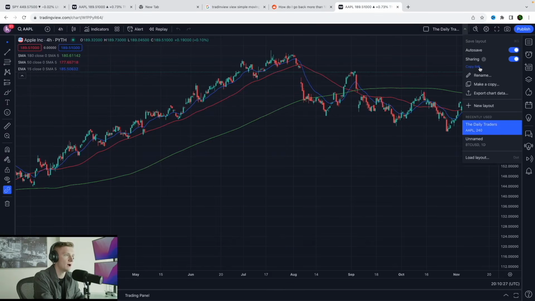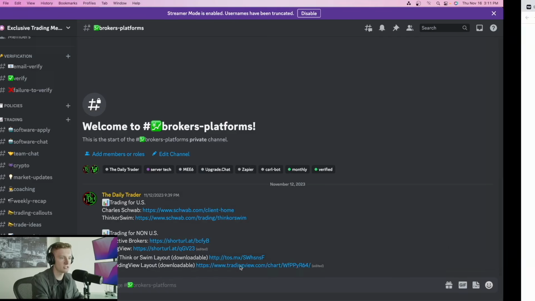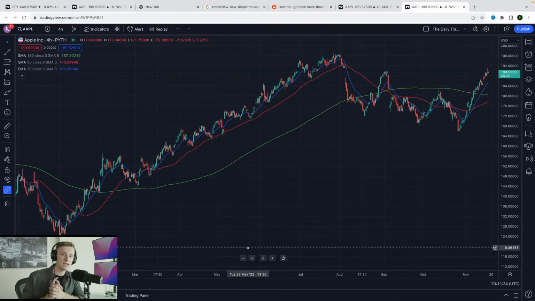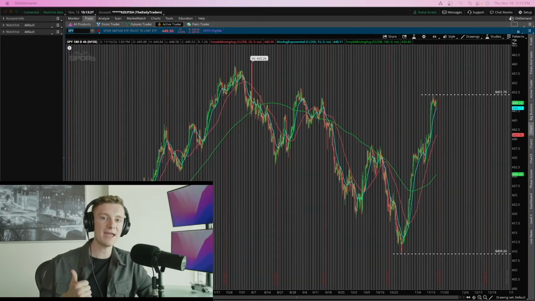I will go ahead and copy a link, and I've pasted it right here. Again, brokers, platforms, TradingView layout, downloadable. Just click on that, and then you'll have the same layout on your TradingView as I do on my ThinkorSwim. So at this point, you should be ready to go. You've got your broker set up and you've got your trading platform set up. You can go ahead and move on to the next lesson.